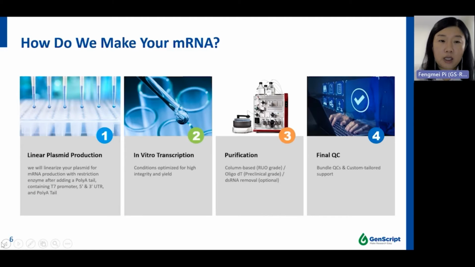The process of making mRNA will be like this. We will start from plasmid linearization. The circular plasmid will be our key starting material. After receiving that, we will linearize it with the chosen restriction enzyme and then put it into the in vitro transcription reaction. Then that will be purified by the column-based method or oligo-dT method, or the double-stranded RNA removal purification, which is also a chromatography-based method. And then we'll move on with the final QCs.